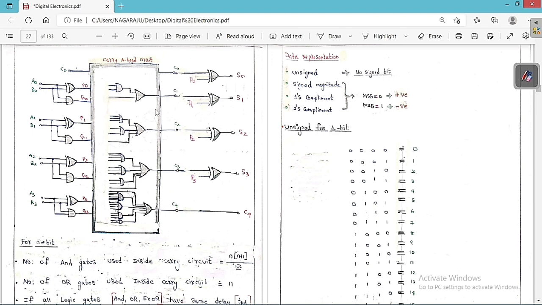Now, as I already told you, with the help of P0 G0, P1 G1, P2 G2 and P3 G3, we are going to develop C1, C2, C3 and C4. I already told you C1 is nothing but P0 C0 plus G0. So C1 is equal to P0 C0 plus G0.